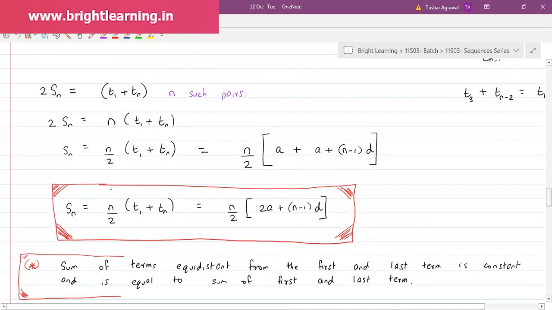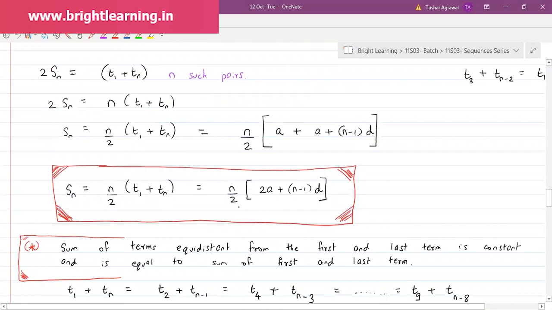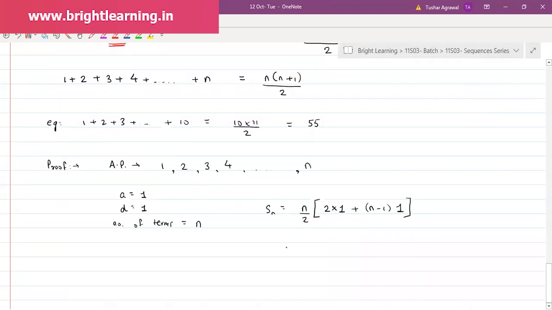The one marked in red: number of terms upon 2, first term plus last term, or number of terms upon 2, 2a plus n minus 1 d. So n upon 2, 2 into a plus n minus 1 d. Simplify this, it turns out to be n upon 2 times n minus 1 plus 2, and n minus 1 plus 2 is n plus 1. You could have also written number of terms upon 2, first term plus last term. First term is 1, last term is n. We get the same result. Done? Yes, sir. Okay.